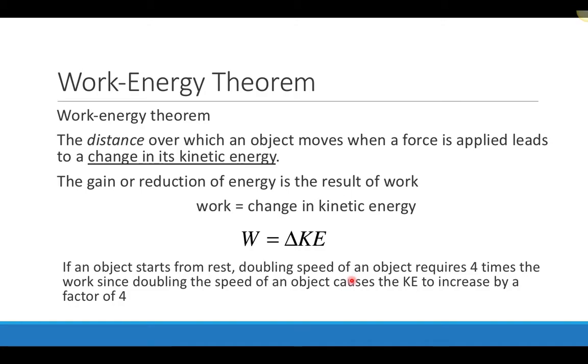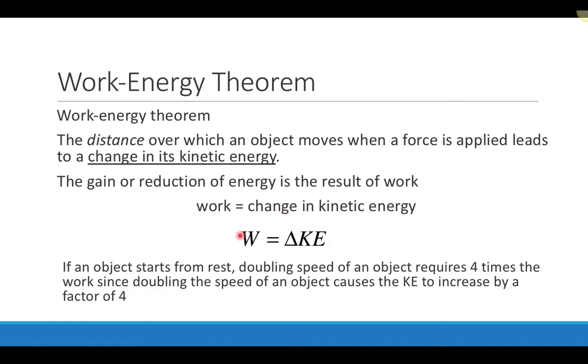One of the things that we know is that if an object starts from rest, and we were to double the speed of an object, it requires 4 times the amount of work. So by doubling the speed, you basically increase the amount of work by 4 times. And that's based on what happens to the kinetic energy. If you double the speed of an object, the kinetic energy actually increases by a factor of 4. So you could think about how much work is required to change the speed of an object by looking at what would happen to the kinetic energy if you wanted to change the speed of the object.